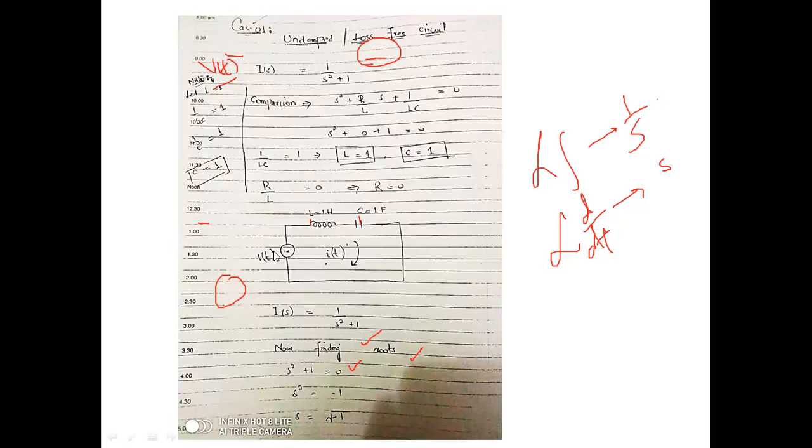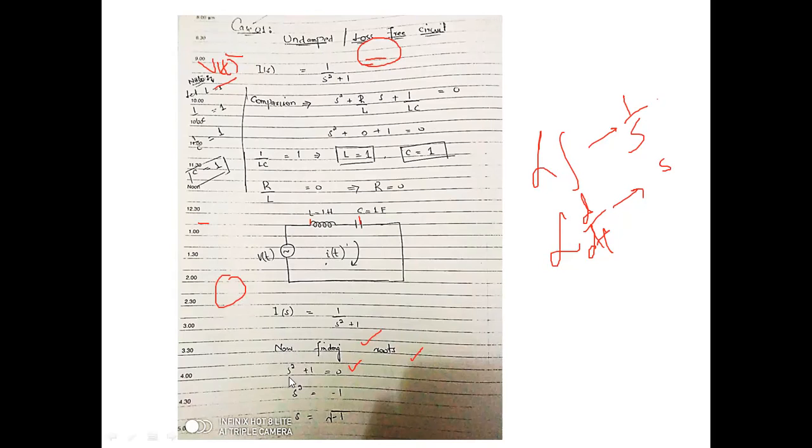Now we have assumed L is equal to 1, so by putting L is equal to 1 over here, you will get C is equal to 1. Here there is no R term because this term is 0. There is no s term, so it means R is equal to 0. So by the given equation, we can say that it is the undamped case or the loss free circuit, and this R is equal to 0.